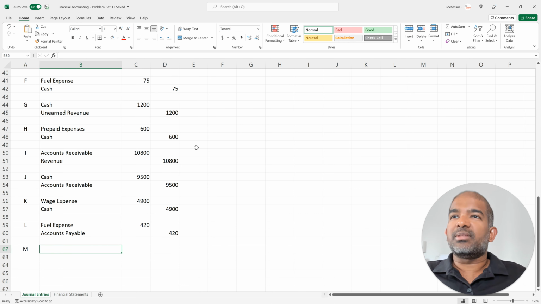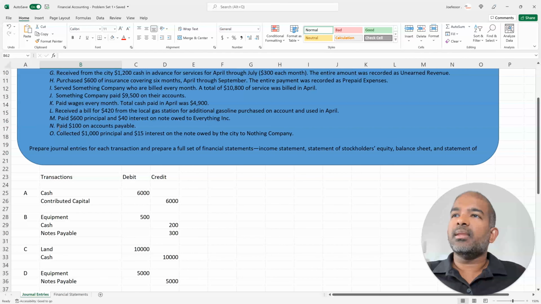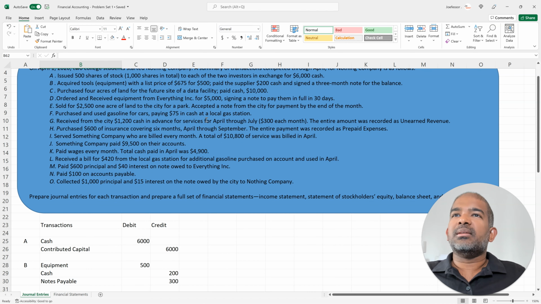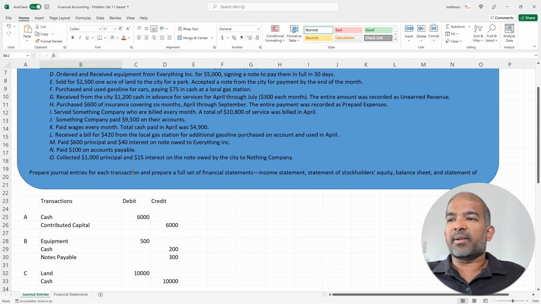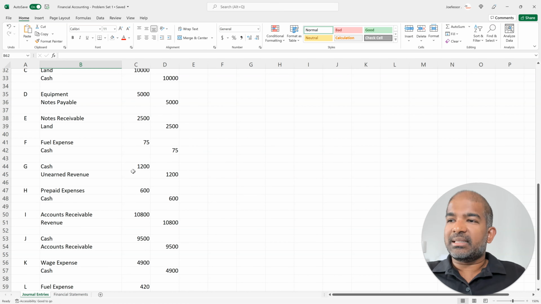The next transaction M, the firm paid $600 principal and $40 interest on the note it owed to Everything Incorporation. This is related to transaction D, where we've ordered some equipment from Everything Incorporation, for which it looks like we're not paying the entire amount, although we owe them in 30 days, but we are paying $600 of the original amount plus $40 of interest so far to Everything Incorporation. Here's how we note that down.